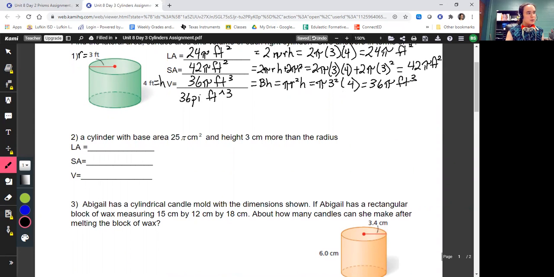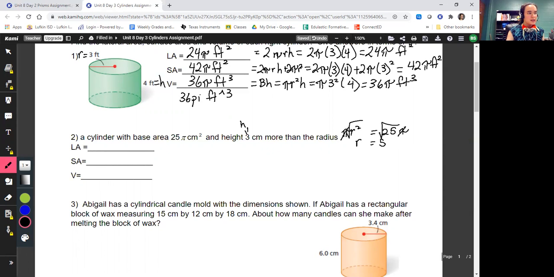Our next one, we have a cylinder with a base area of 25 pi centimeters squared and a height of 3. So we already know our height. We need to find our radius, and we know that the area is 25 pi. And remember, the formula for area of base of a cylinder is pi r squared. So the pi's cancel out, you can divide by them, and then take the square root. So that means that r is 5.